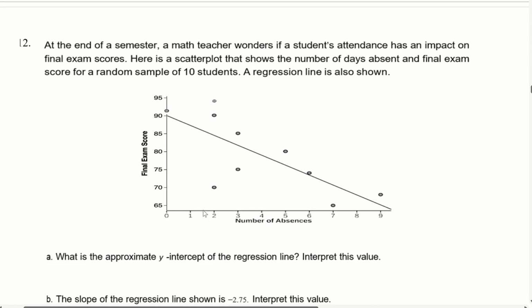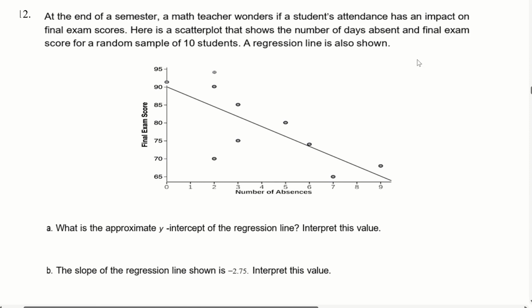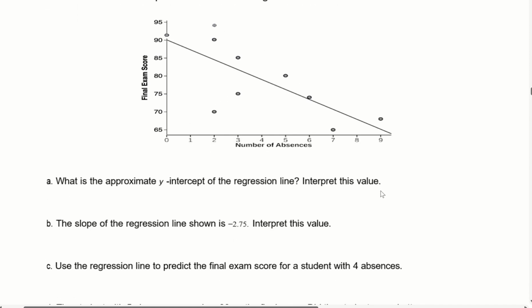Number 12, at the end of the semester, a math teacher wonders if the students' attendance has an impact on the scores. So here's your scatter plot. What is the approximate y-intercept of the regression line? Okay, so the y-intercept looks like right there, so it looks like 90. So the y-intercept is approximately 90. Interpret this value. So that means that if the student has 0 absences, then their final exam score is approximately a 90, right? That's basically what it's saying.